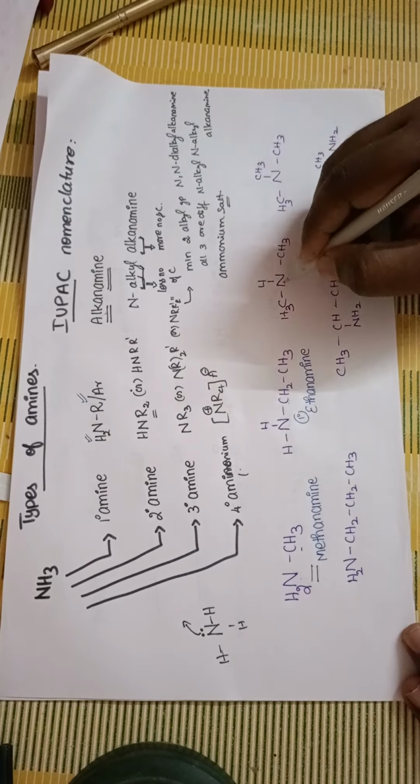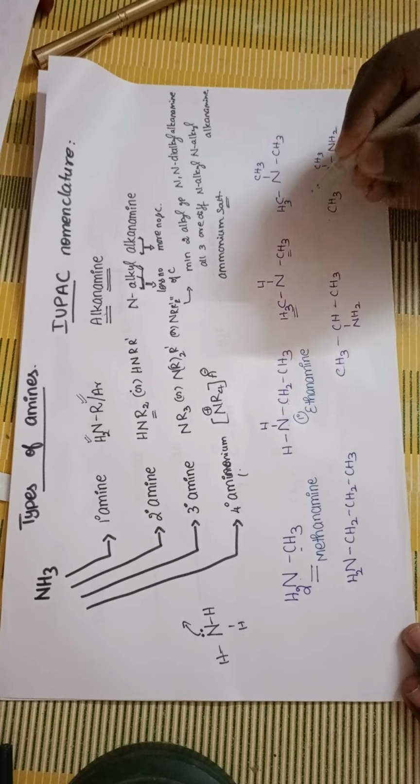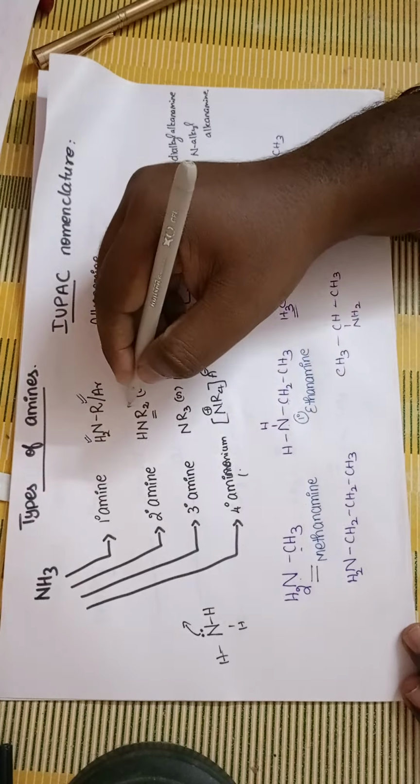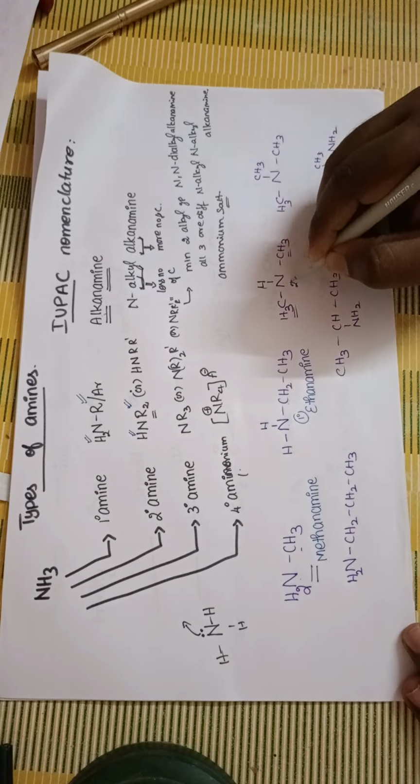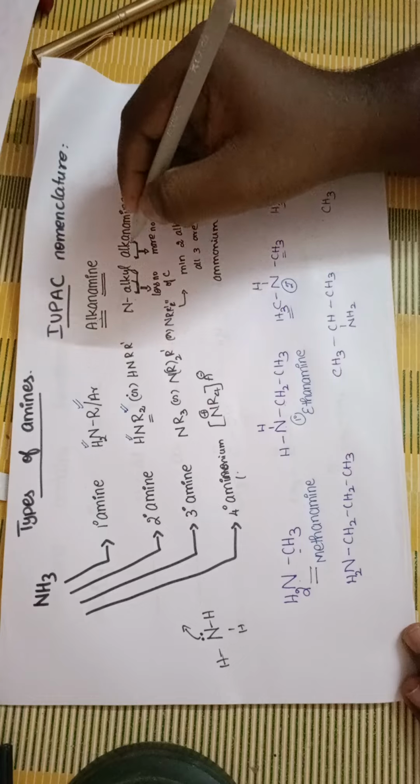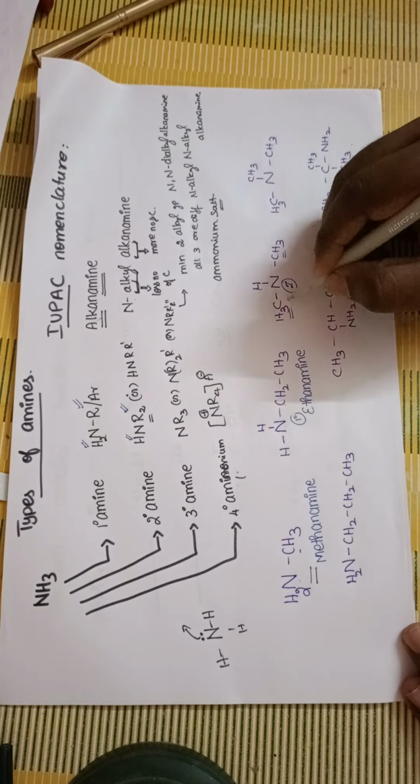Here nitrogen is bonded with 2 methyl groups and 1 hydrogen. So it is a secondary amine. For a secondary amine, the name should be N-alkyl alkylamine. And here also methyl, here also methyl.